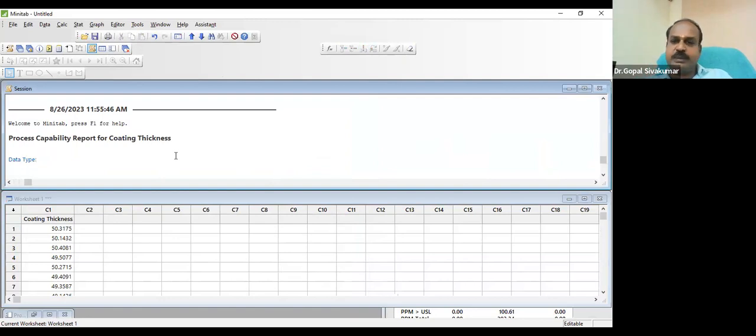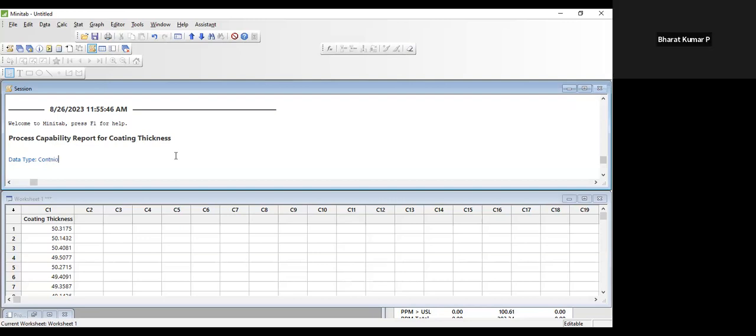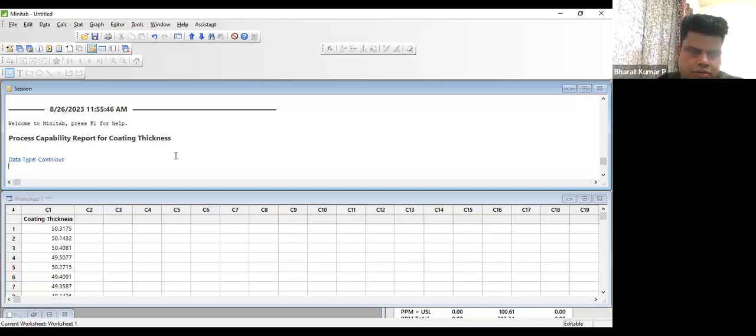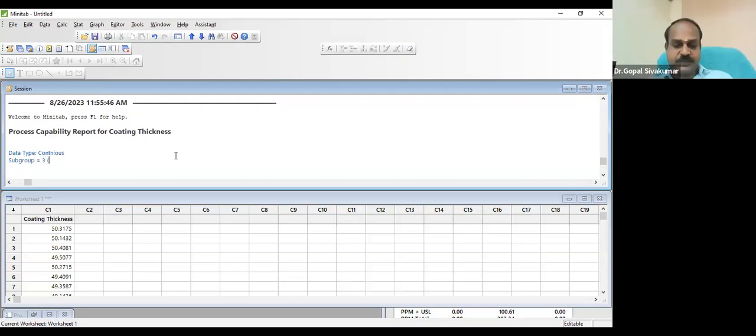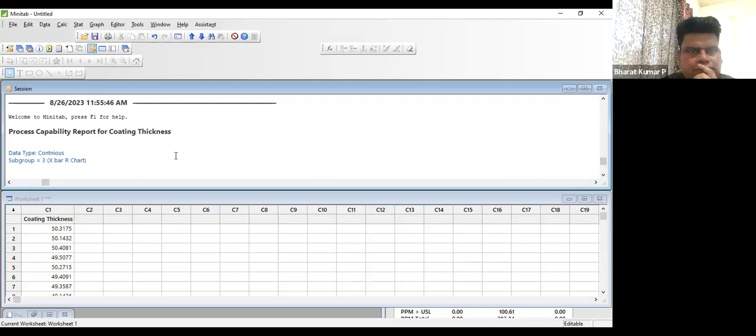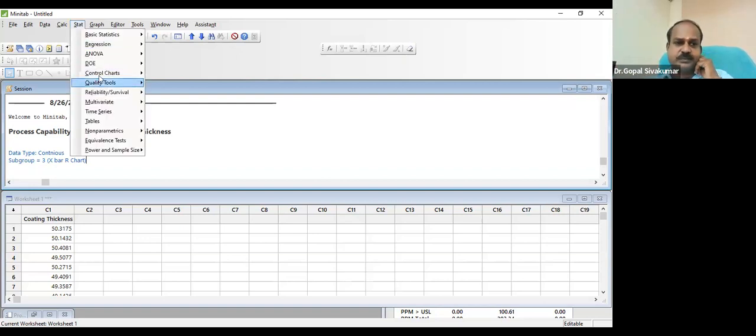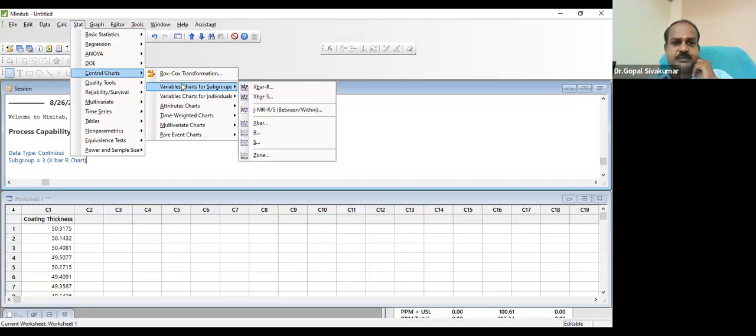The type of control chart depends on type of data. What is your data type? Data type is continuous, subgroup is 3. So it is an X bar R chart. Very good. The type of control chart is X bar R chart. When the subgroup size is more than 8, you can go for X bar S chart. When subgroup size is just 1, you go for IMR chart. Very good. So Stat, Control Chart, Variable Chart for Subgroup, X bar R.